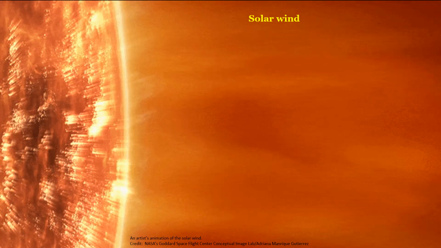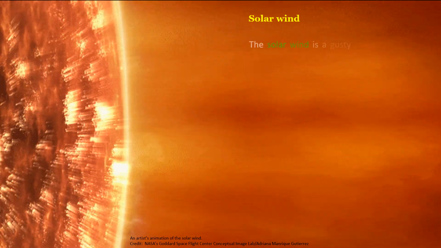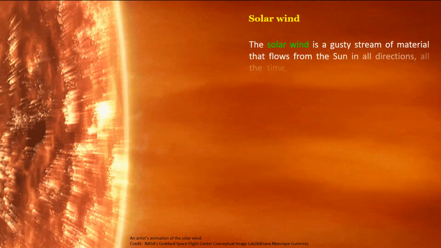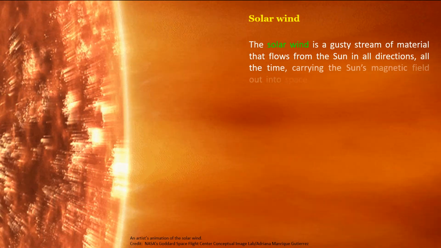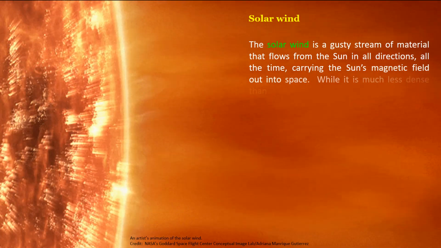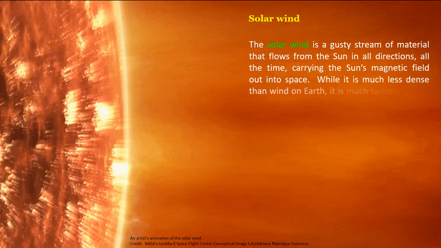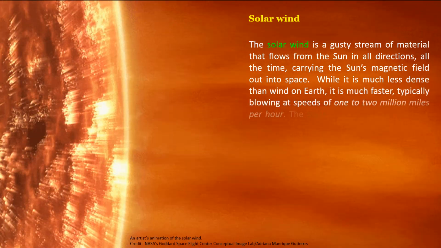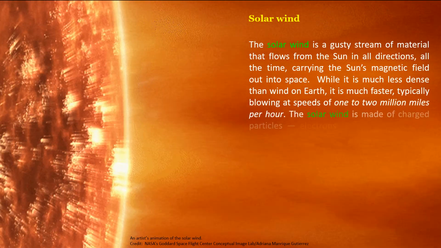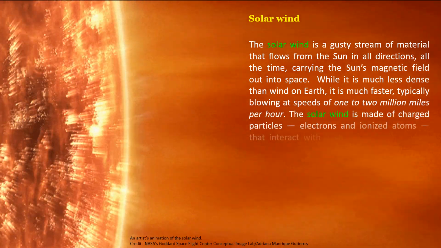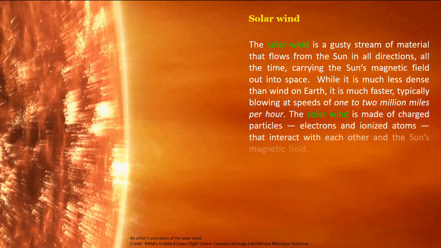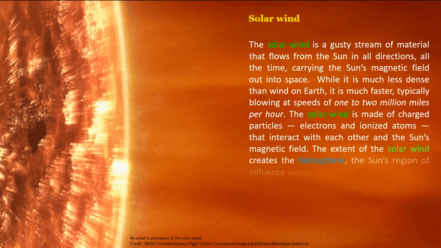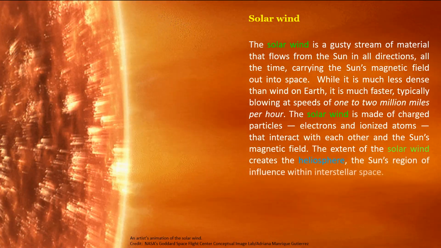Solar wind. The solar wind is a gusty stream of material that flows from the Sun in all directions, all the time, carrying the Sun's magnetic field out into space. While it is much less dense than wind on Earth, it is much faster, typically blowing at speeds of 1 to 2 million miles per hour. The solar wind is made of charged particles, electrons and ionized atoms, that interact with each other and the Sun's magnetic field. The extent of the solar wind creates the Heliosphere, the Sun's region of influence within interstellar space.